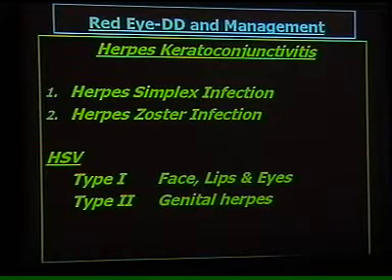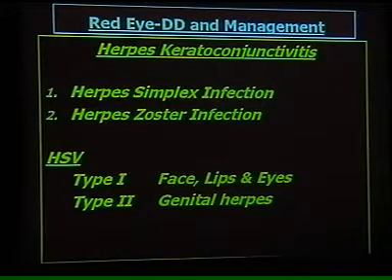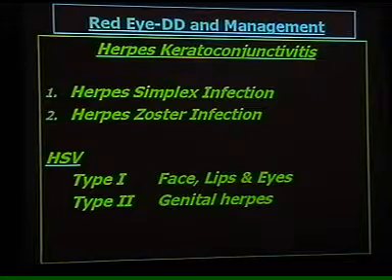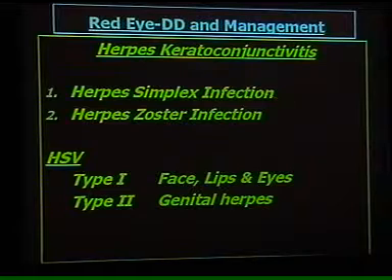Now, as an ophthalmologist, we are not very worried about the adenoviral epidemic. We are more worried about the herpes conjunctivitis or keratitis. It's a serious problem. Out of the herpes simplex as well as the herpes zoster, herpes simplex is a serious problem. This herpes simplex has two types of presentation: type 1 face, lips, eyes; type 2 genital herpes.